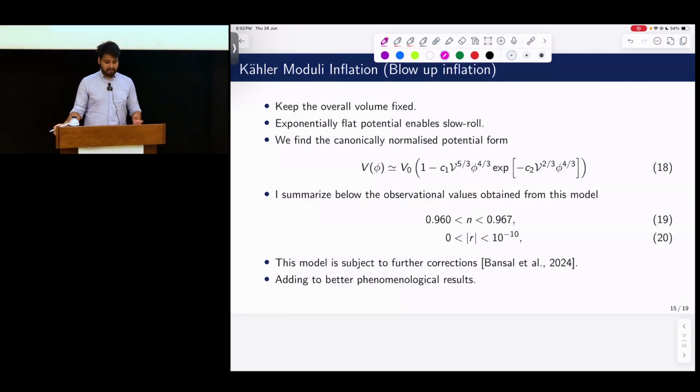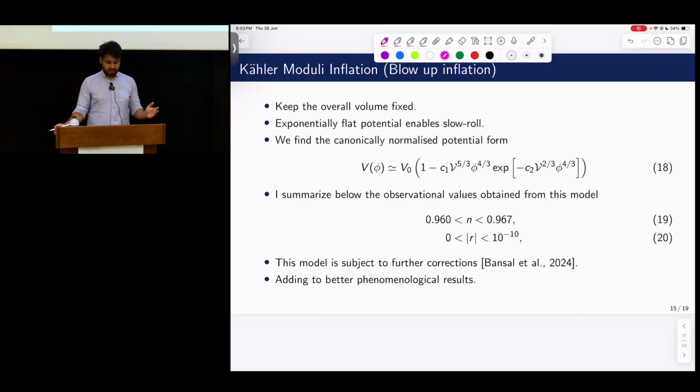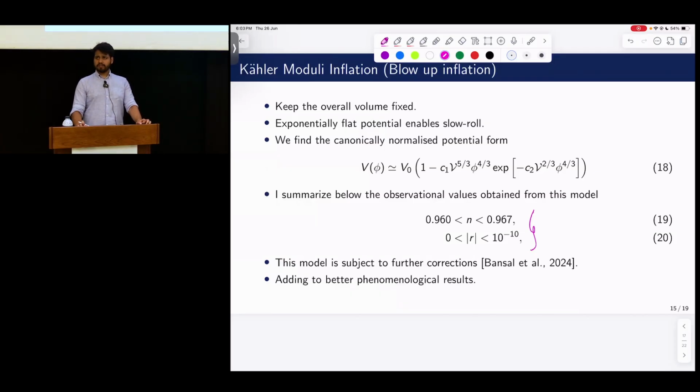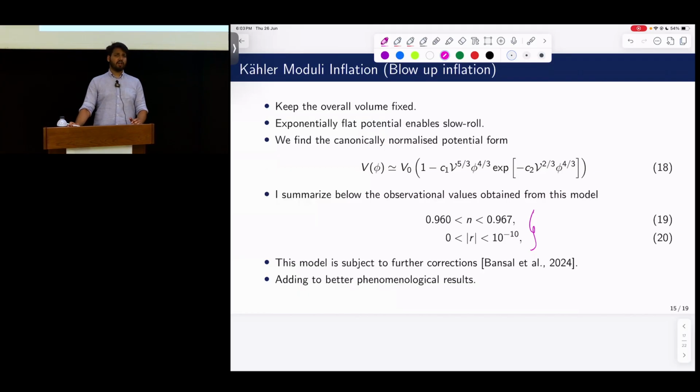And with that, we find a canonically normalized potential form with respect to the scalar field phi, and we get such values for n and r. This is a pretty good result. However, this model is mired by the fact that it does not give rise to values of primordial density fluctuations which would give us detectable gravitational waves. So this is a very big negative aspect of this model.